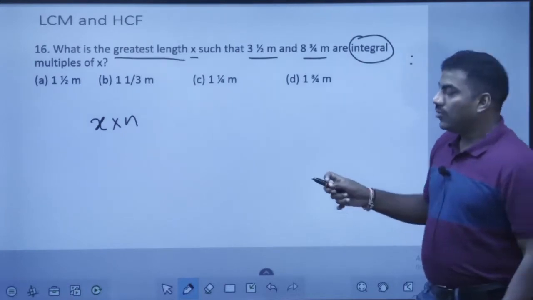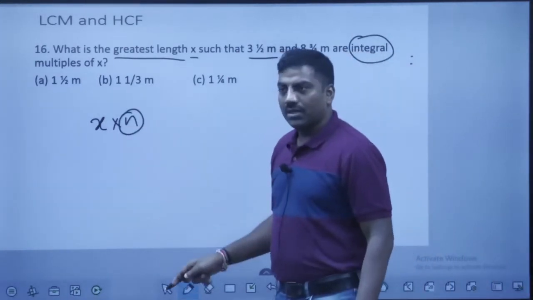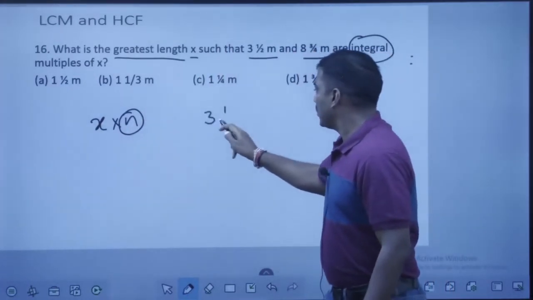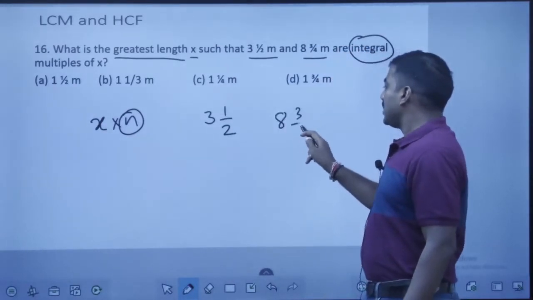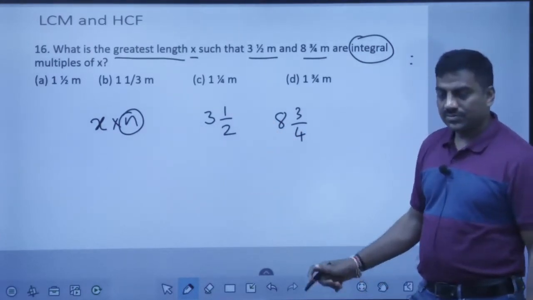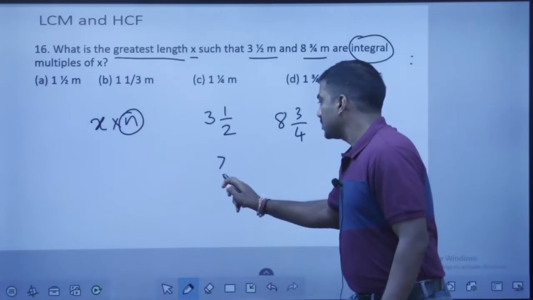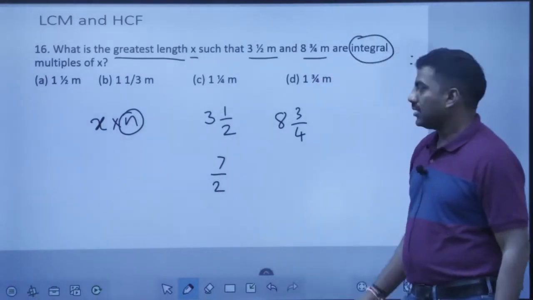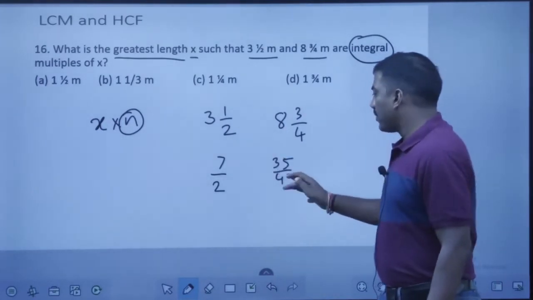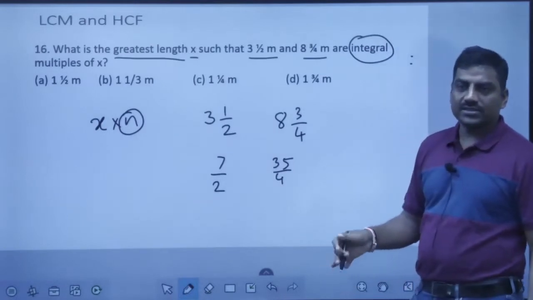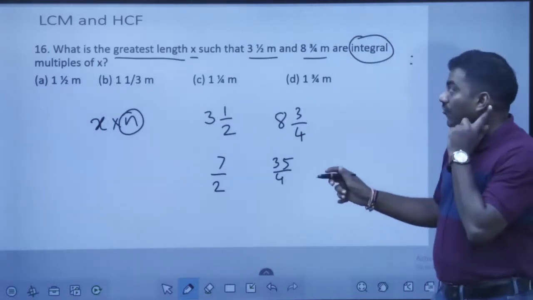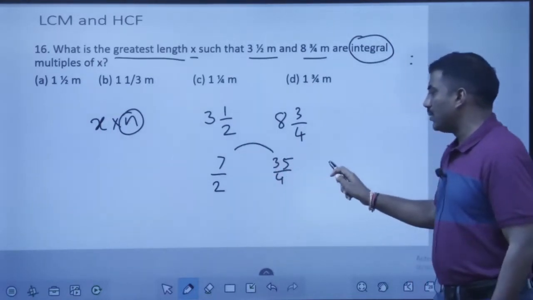So what are we doing? We are finding a number. That means we are finding a factor of these numbers. One is 3.5. Another is 8 integer 3 by 4. These are fractions. Convert them into fractions. We can't call them proper fractions, they are improper fractions. In proper fractions, the numerator will always be smaller than the denominator. These are improper fractions. Now find out the HCF. We want the HCF of these two numbers.